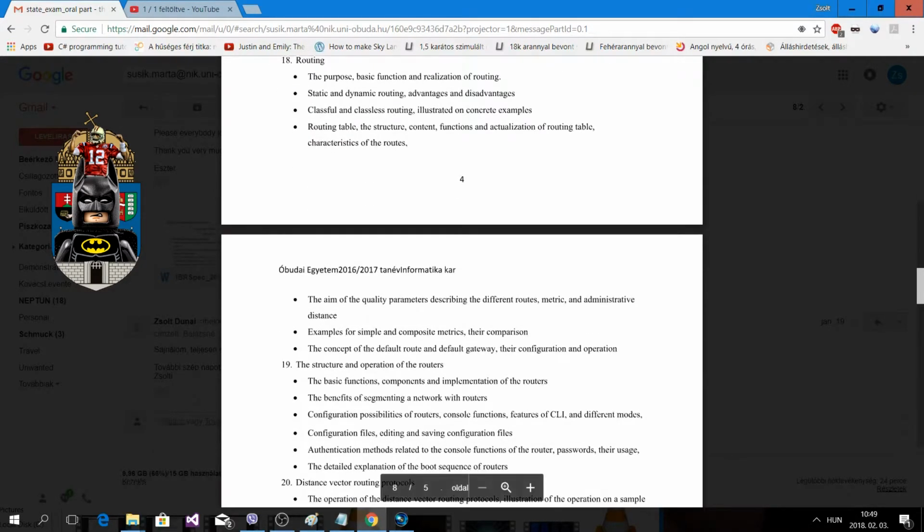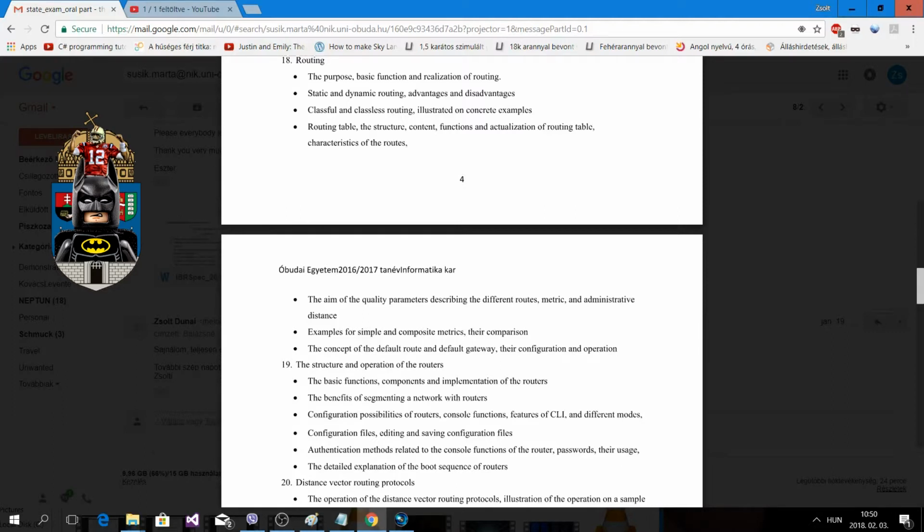The aim of the quality parameters describing the different routes: metric and administrative distance. So as I said, we have, for example, metric, and for example, RIP version 1 and 2 use the hop count as a metric, and if I remember well, there 15 is the maximum hop count. That means if the hop count or the metric reaches 0, then the packet will be discarded.